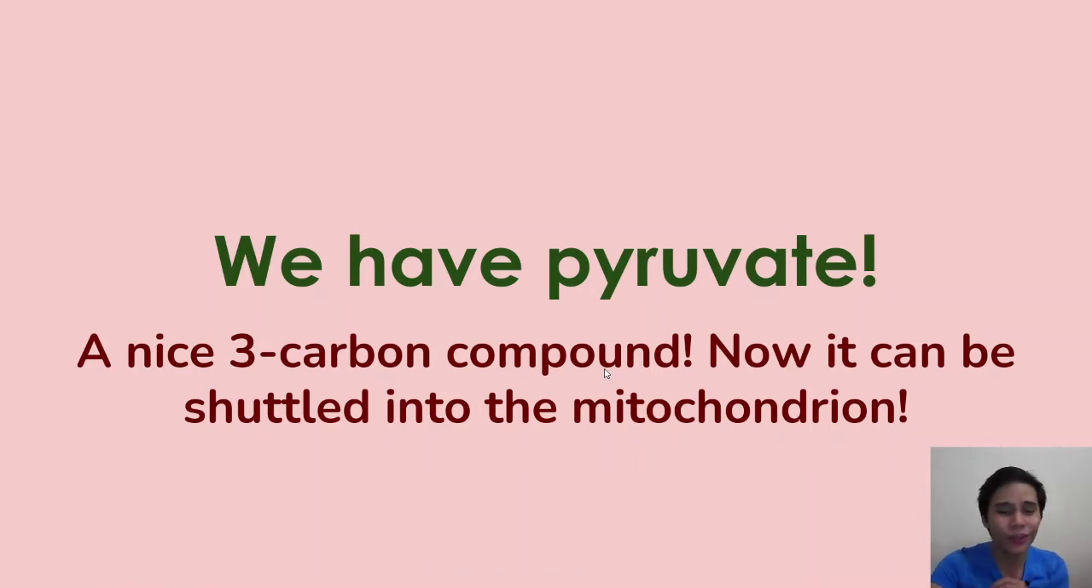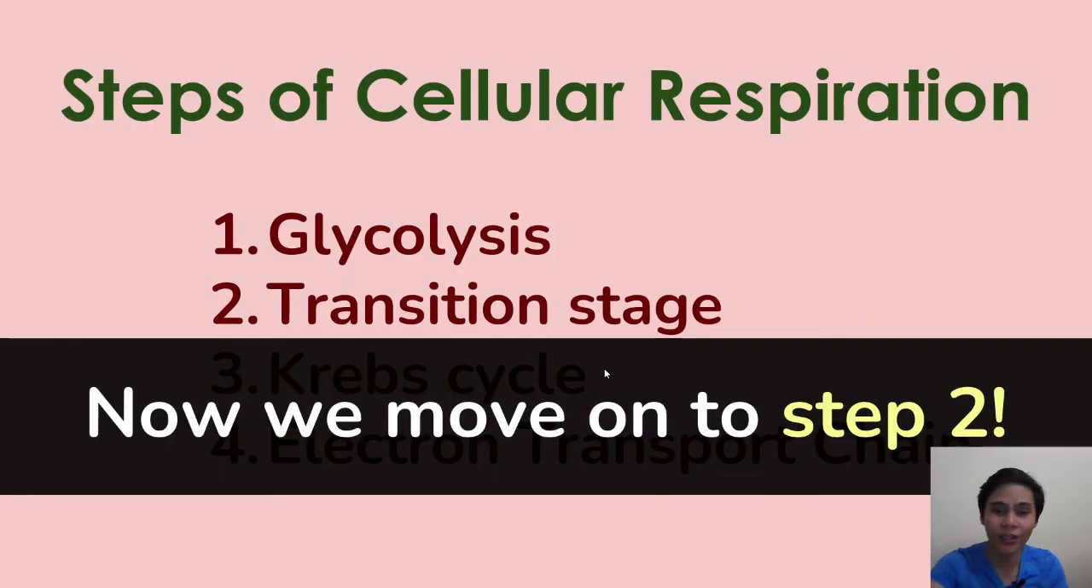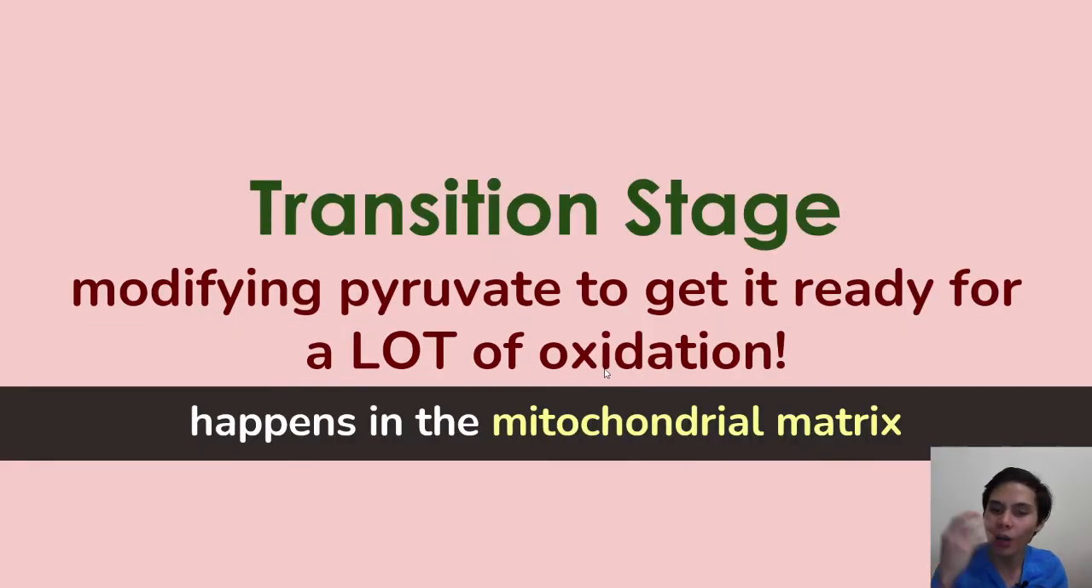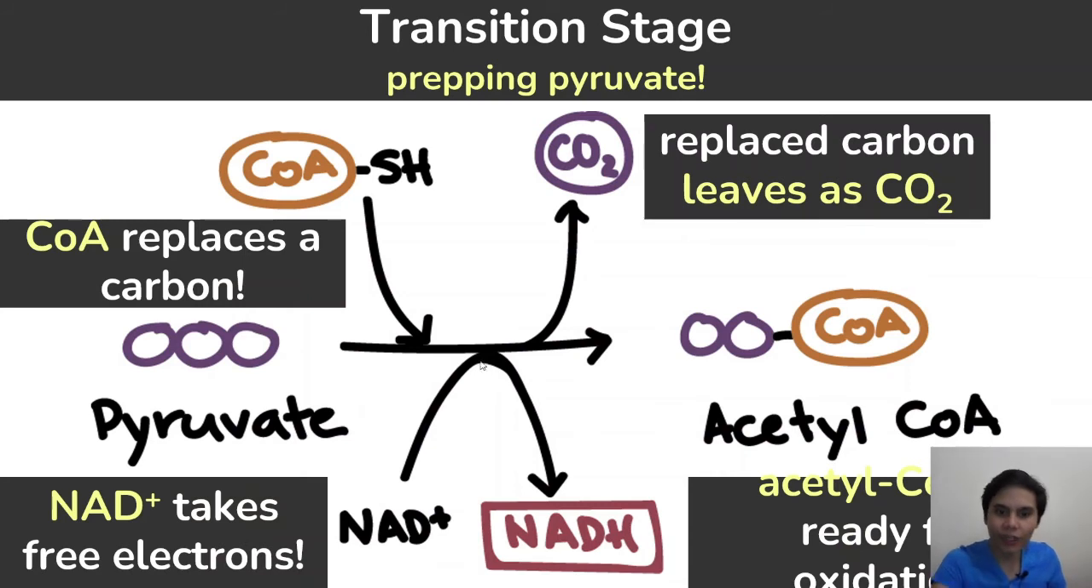Now, the next stage of your respiration is to prepare your pyruvate for processing inside the mitochondrion. So once it's shuttled into the mitochondrion, we have the transition stage. The transition stage is when we modify pyruvate to get it ready to get electrons ripped out of it some more through oxidation. This happens in the mitochondrial matrix, and this is what happens in the transition stage. So again, we have your pyruvate. It is involved with CoA-SH. That SH is just sulfur and hydrogen.